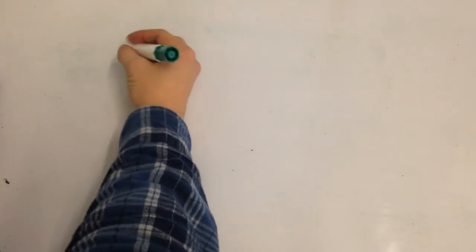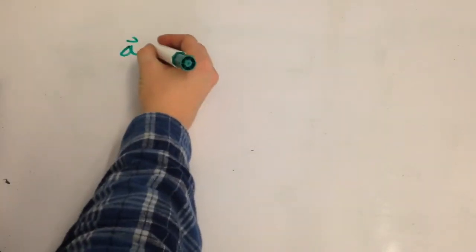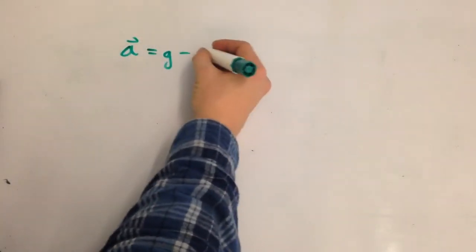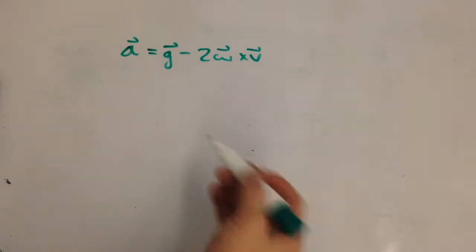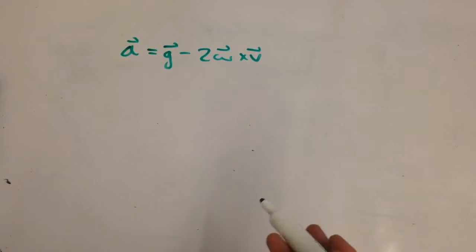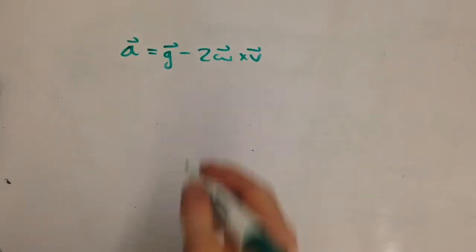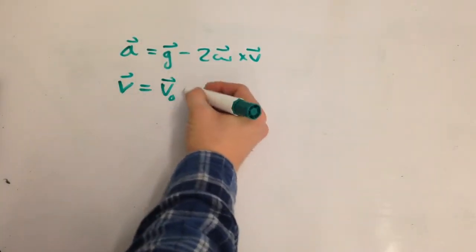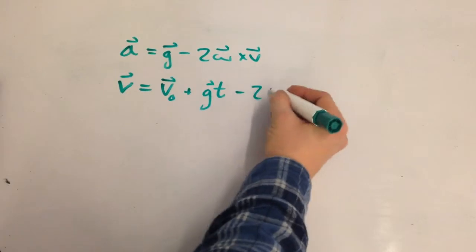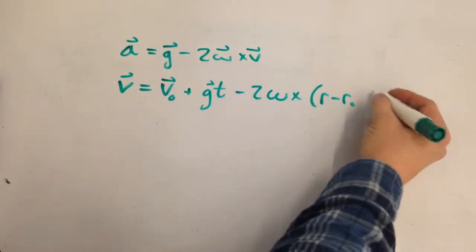Now consider objects in motion near the Earth's surface. If air resistance is negligible, and if there are no forces of propulsion, then the equation of motion follows: a, the acceleration of the projectile in the rotating frame, is equal to g minus 2 omega cross v. Integrate this equation term by term once with respect to time. That is, however, the only exact integration.